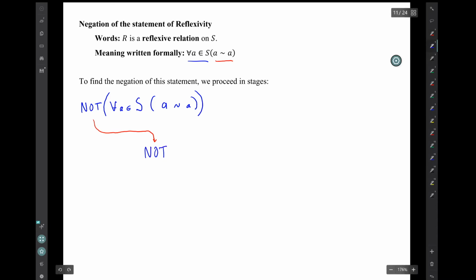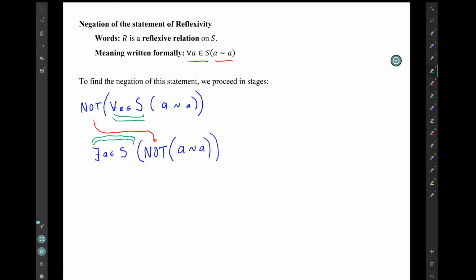Now when it moves past this quantifier, the quantifier gets changed to an existential quantifier. So there we've moved the negation symbol to the right past this universal quantifier and changed it to this symbol, which is spoken, there exists an A in set S such that. That's called the existential quantifier. So now we have moved the negation symbol to the right so that it's now parked in front of what was the original predicate.